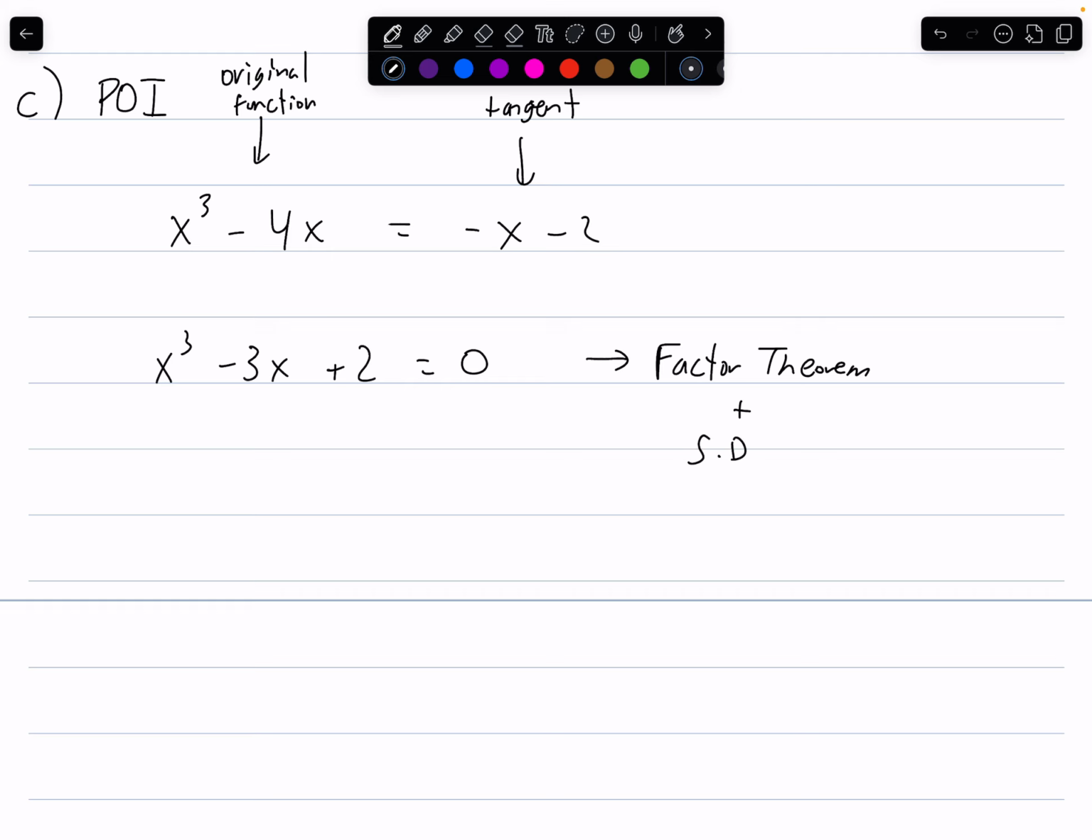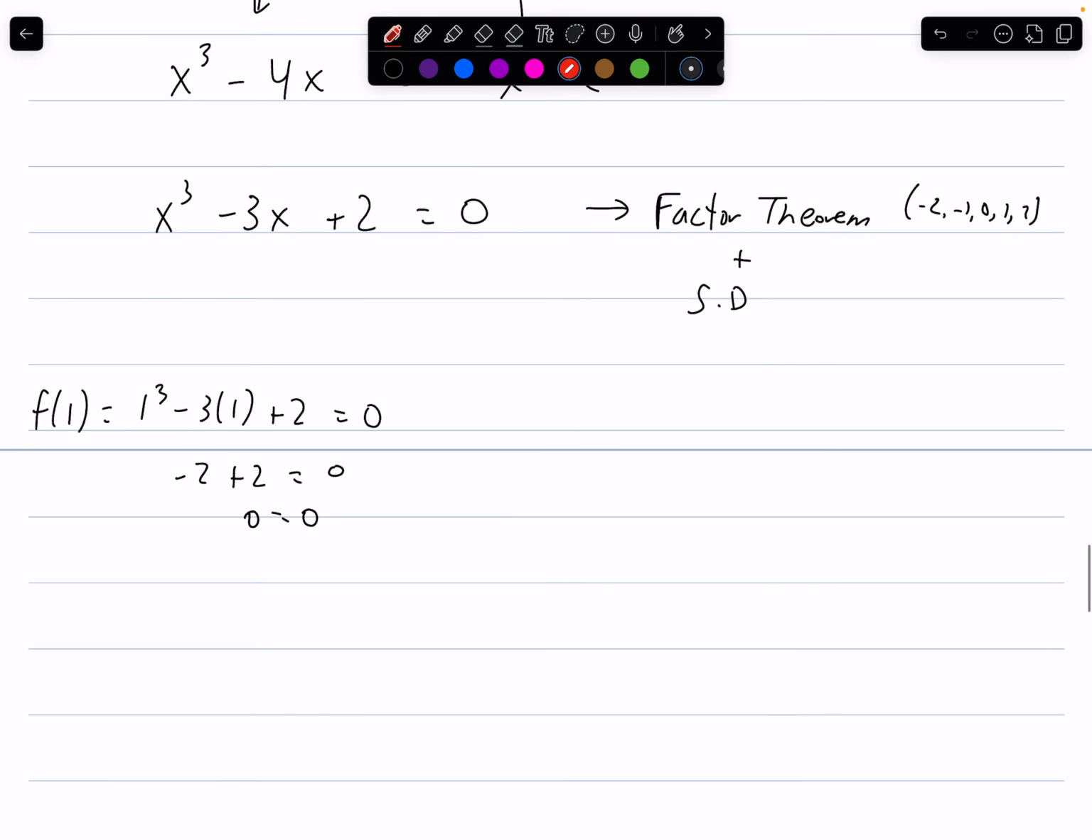Okay? So what I'm going to do is guess and check a factor first. Remember, we got to guess and check a factor. -2, -1, 0, 1, 2 is what we're going to guess and check. So if I say f at 1, I'll get 1 cubed minus 3 times 1 plus 2 equals 0. I want to see if it equals 0. So here we get -2 plus 2 equals 0, so 0 equals 0. Therefore, we know x minus 1 is a factor.